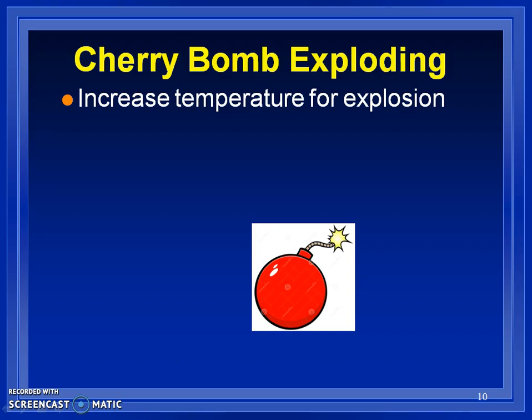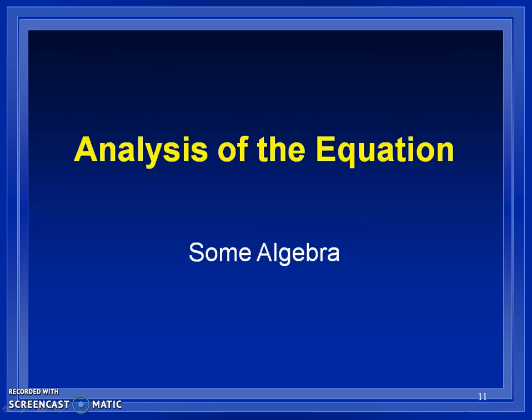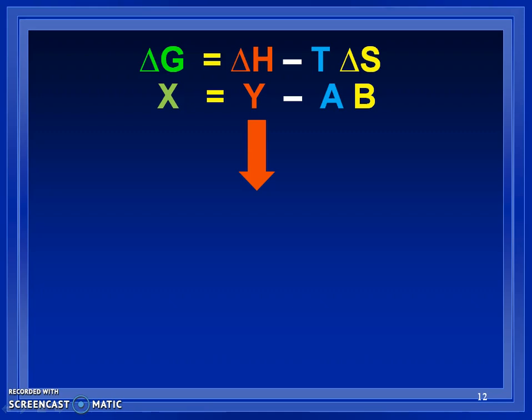And then he talked about the increase in temperature for an explosion. So those are your three components of that equation. So then he said, let's look at that equation and let's analyze it. This is a really, really good part that I like. So if we look at all of this and we took delta H and we decrease it, what's going to happen to G? Well, it's also going to go down. It's also going to decrease.